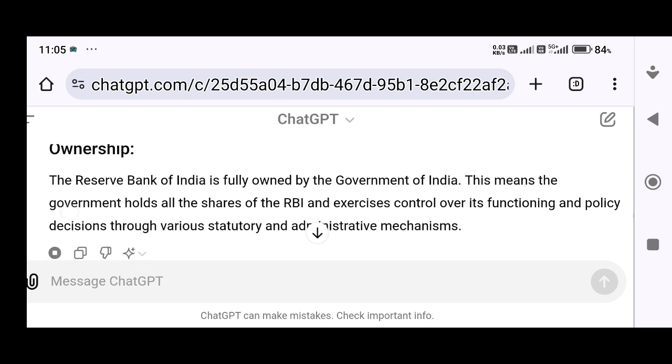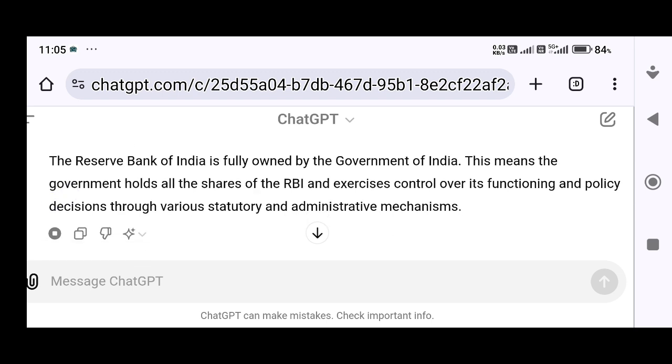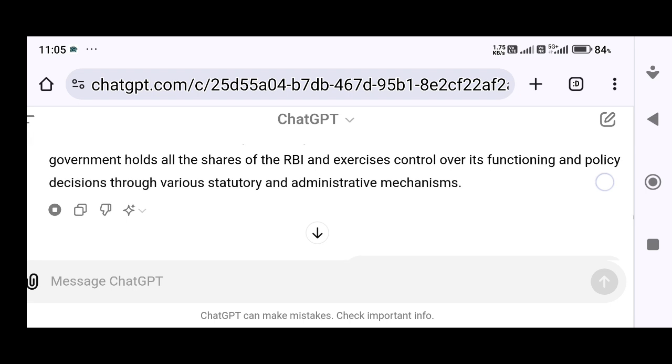Ownership. The Reserve Bank of India is fully owned by the Government of India. This means the government holds all the shares of the RBI and exercises control over its functioning and policy decisions through various statutory and administrative mechanisms.